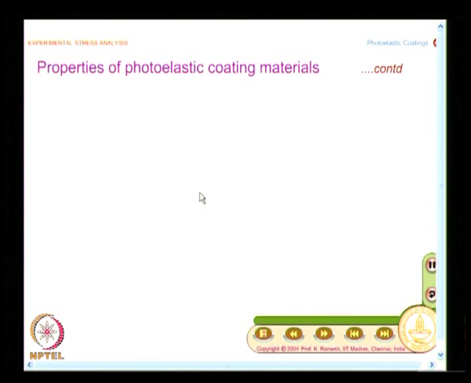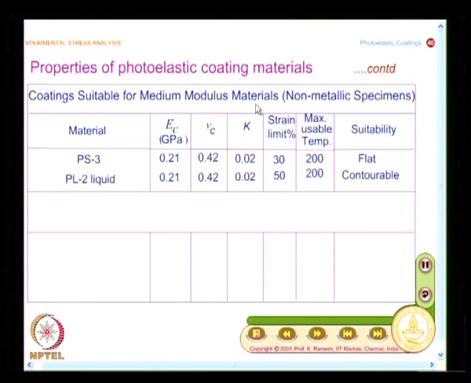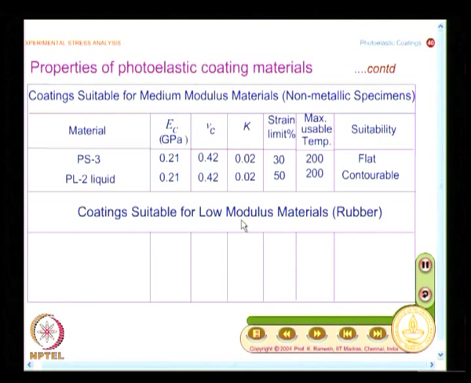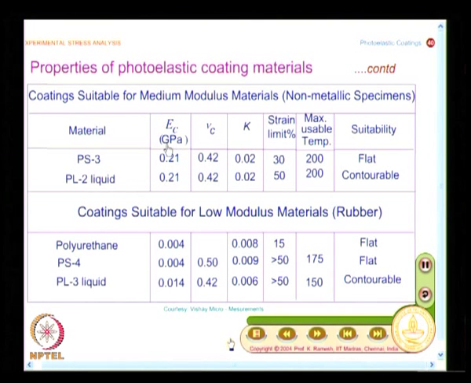And when I go to low modulus materials, I have medium modulus materials separately, and I have low modulus materials finally, like rubber. So, you have special materials available from Vishay Micro Measurements, at a Young's modulus of 0.21 GPa, and you have a strain limit of about 30%, and if you look at K for this, it is considerably reduced, 0.02.